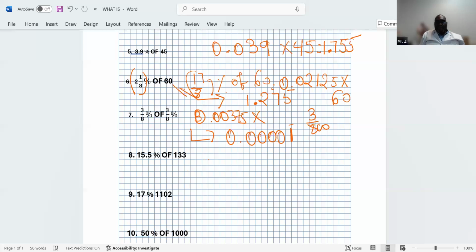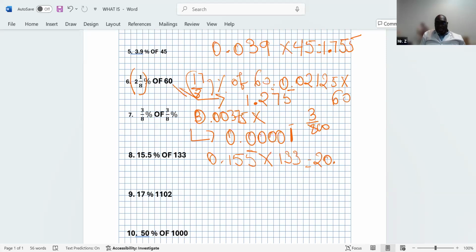Let's look at number 8. So they say 15.5% of 33. Go ahead and make that one as a decimal. 15.5 divided by 100 becomes 0.155 multiplied by 133. Not 133.